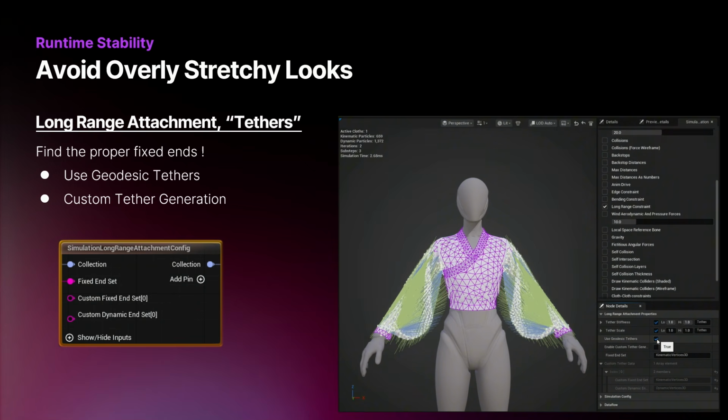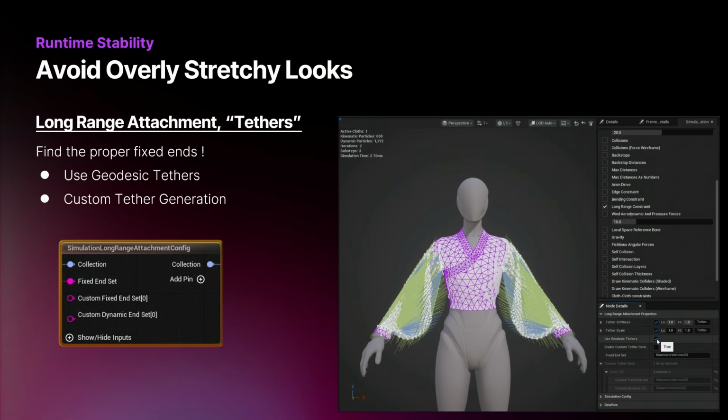When setting up tethers, the most important thing is to find the proper fixed tether ends. In most cases, you'll want to enable geodesic tethers. This searches for the closest kinematic point across the surface instead of using Euclidean distance. That way, as you can see here, the sleeve won't accidentally connect to the torso.